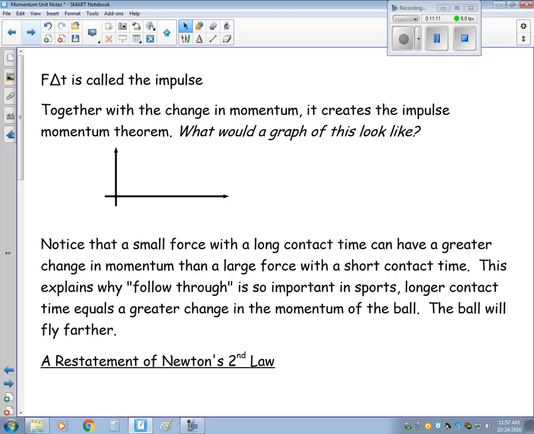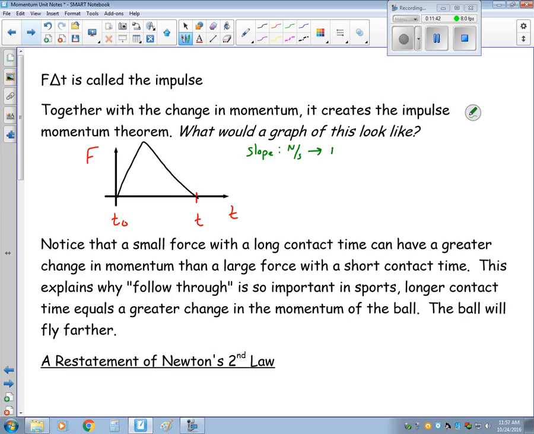So what would this look like on a graph? If I were to make a plot of force versus time, and let's say I'm looking at between some initial time and some final time, the area, well, actually first, slope. If I take a look at the slope, it would have units of newtons per second, which really, I can't think of anything that would represent.